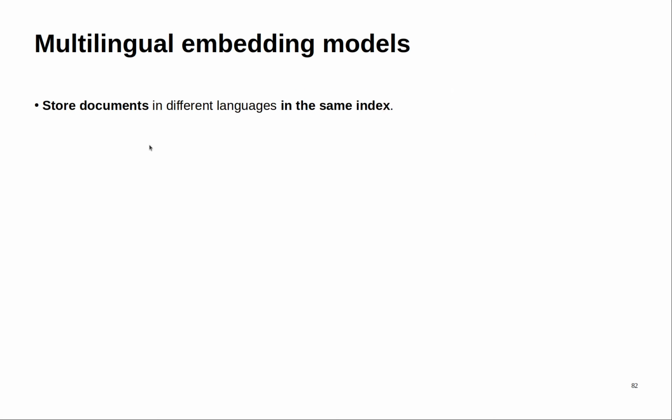Since we are talking about multilingual embedding models, you can store documents in different languages in the same index. This makes retrieving information simpler because you don't need to manage multiple indices, one for Arabic, another one for English, and another one for French, let's say, if you are targeting these three languages. You can put all those documents into one centralized index if you decide to use a multilingual model.